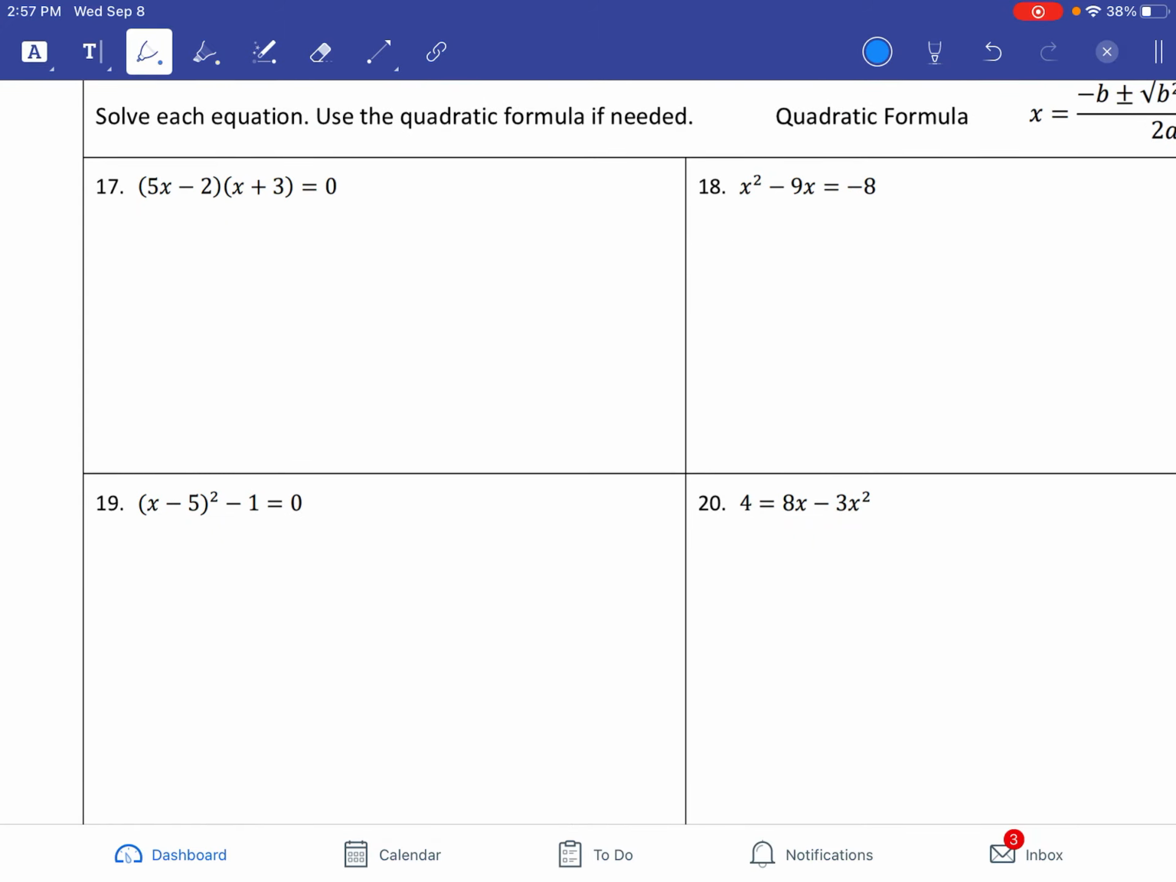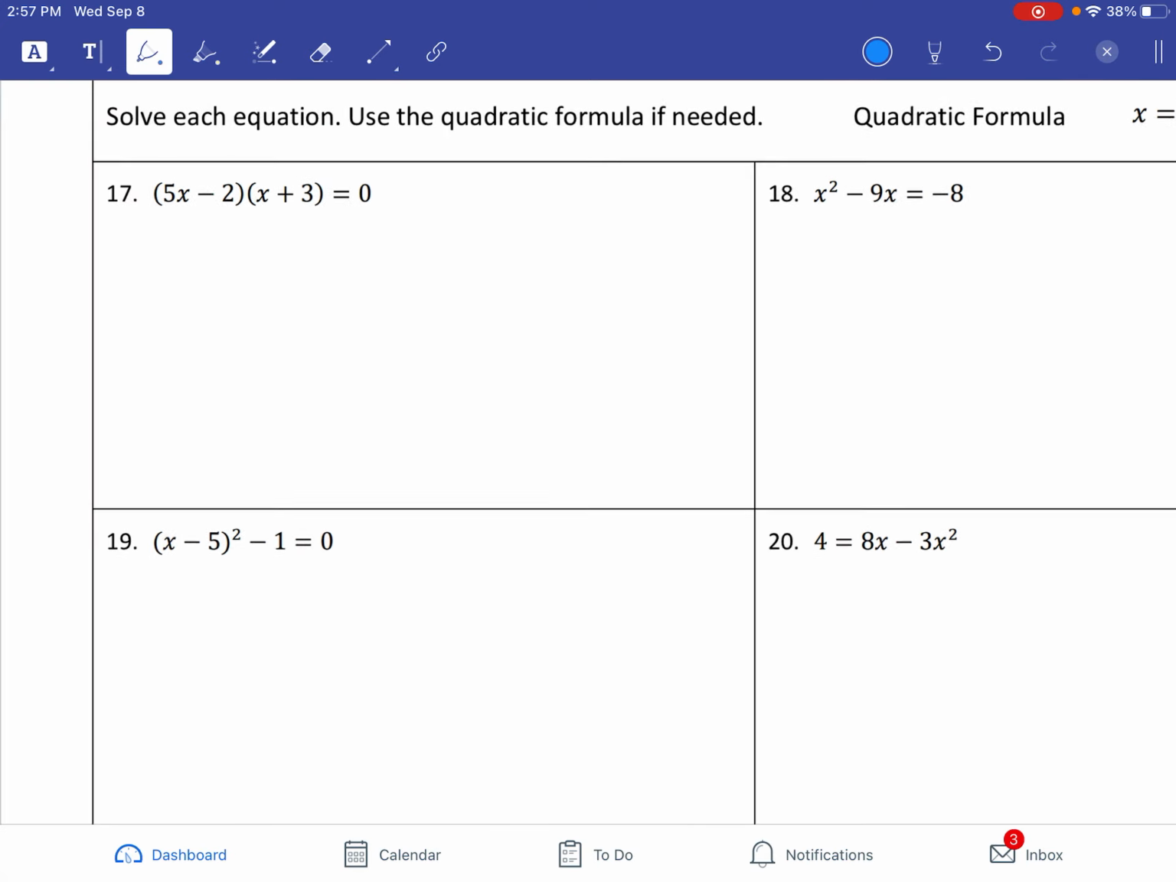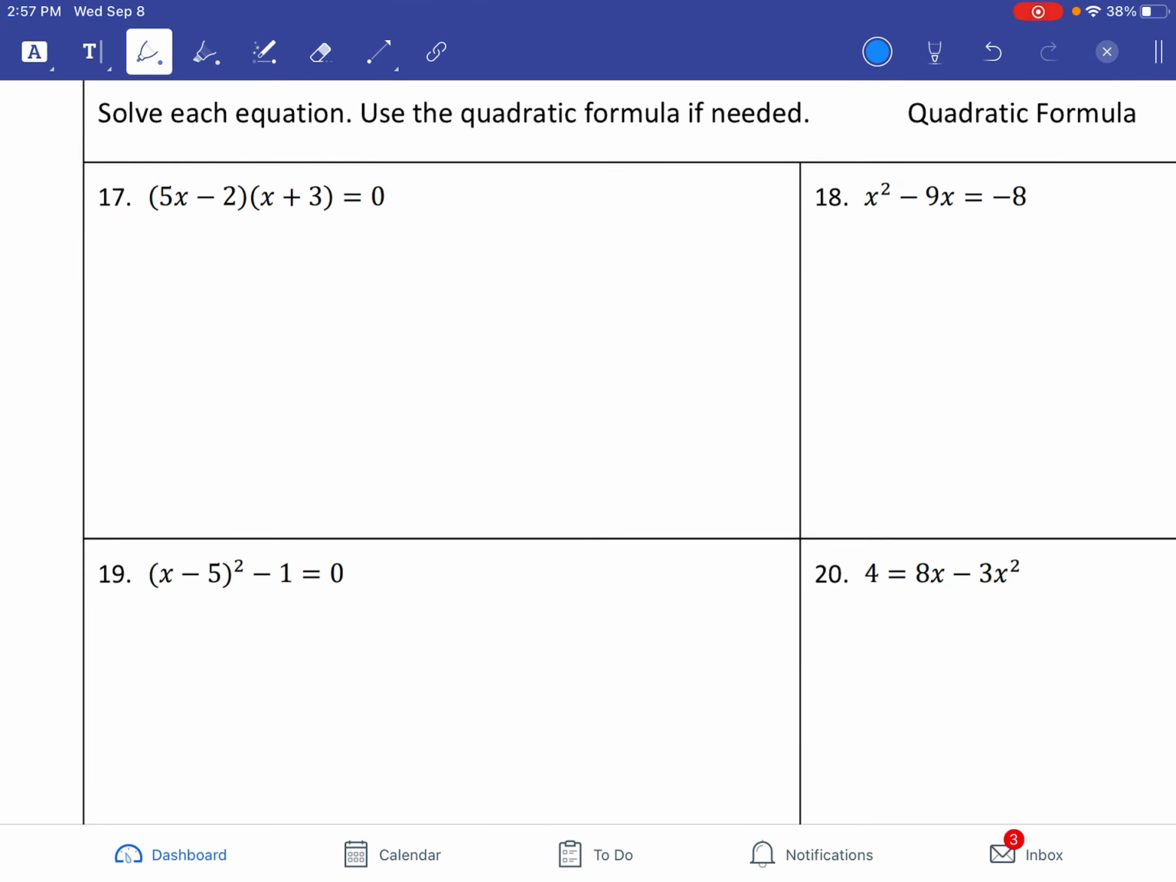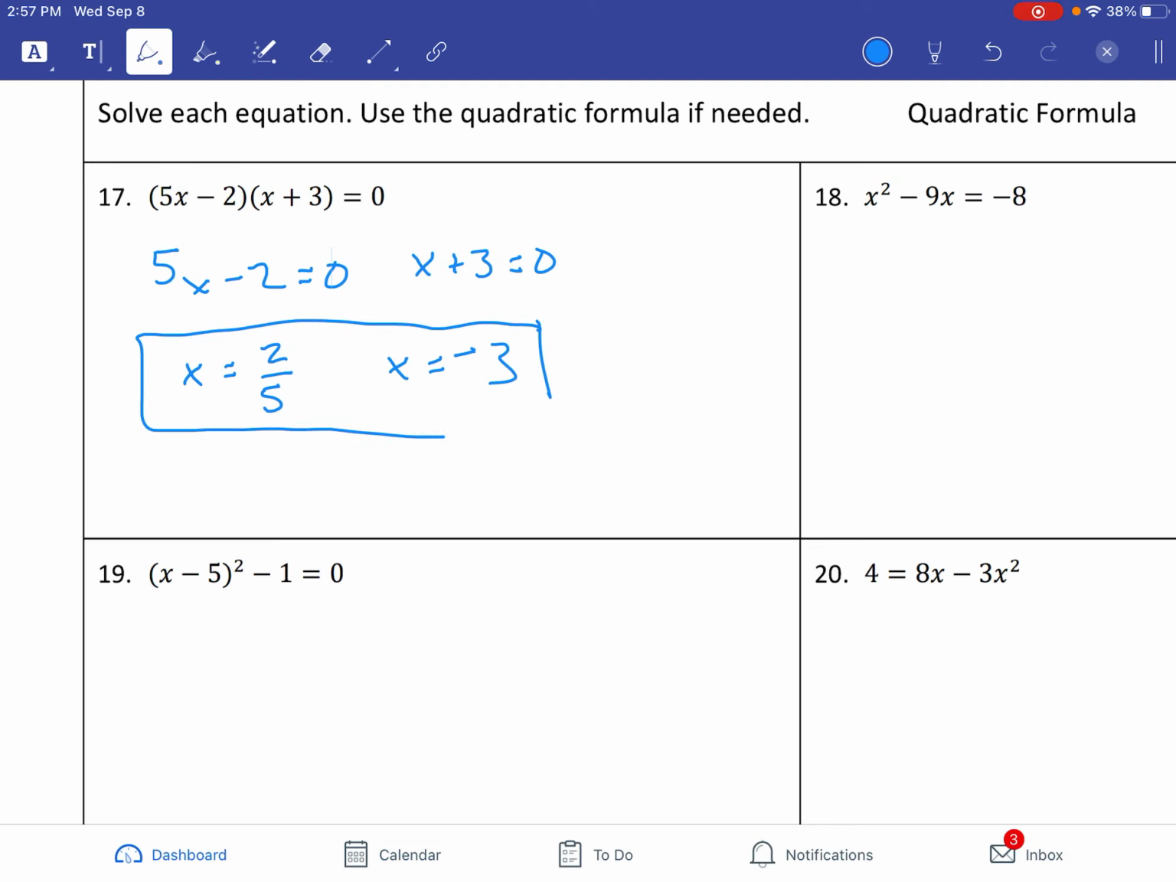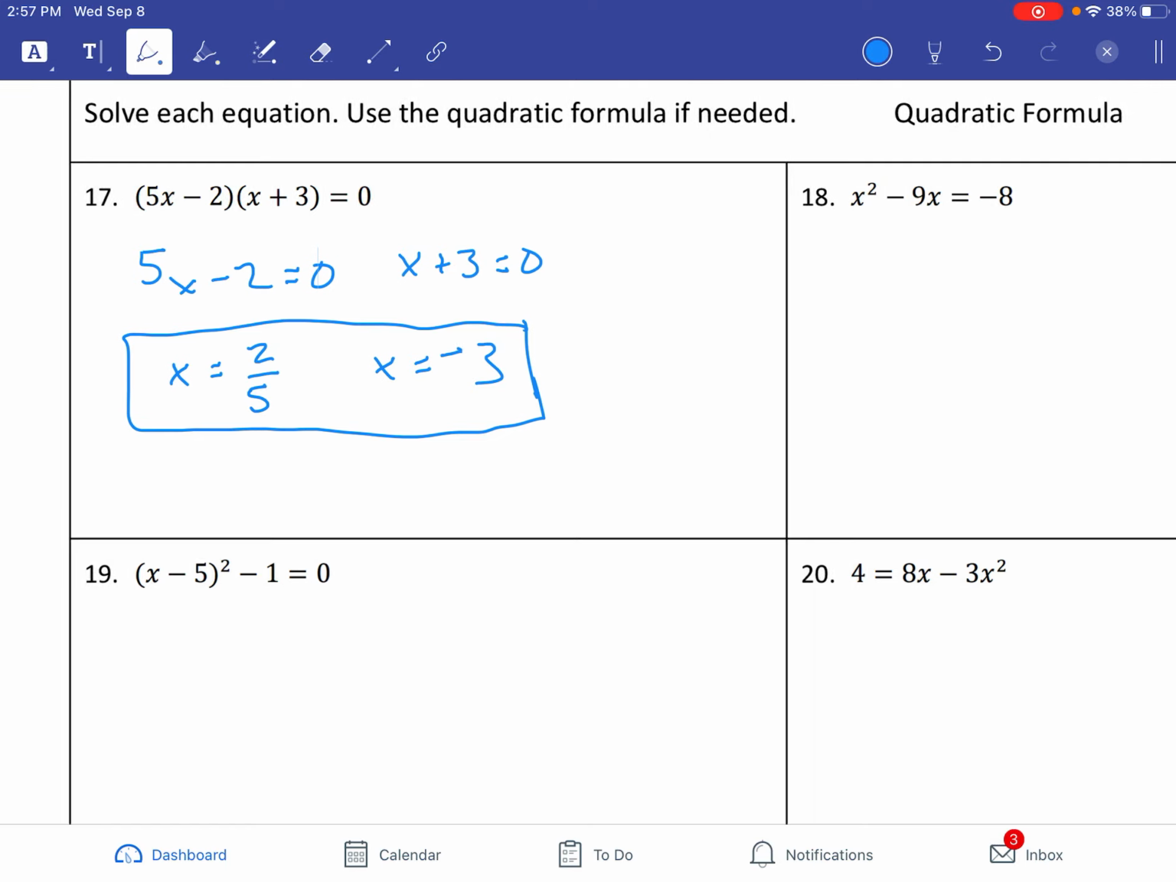Now number 17 was a really big problem on the formative. This is mostly done for you. It's already been factored. So all you do is take the factored pieces, set them both equal to 0, and solve for x. I'm going to add 2 and divide by 5. And I'm going to subtract 3. And that is all I had to do to solve my factors. Okay, I didn't have to multiply it out and put it in the quadratic formula. There's no need to. Quadratic formula would be unnecessary to do in question 17.